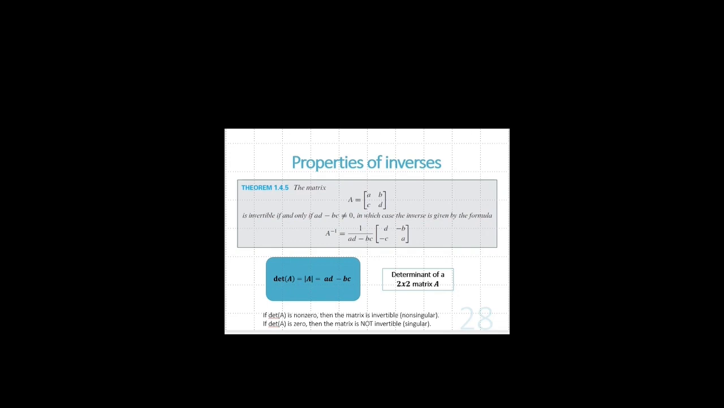So here I'll go ahead and write it out just to be clear. If AD minus BC does not equal 0, that means that A is invertible. There will be an inverse that you can calculate. If AD minus BC does equal 0, no inverse can be found. So hopefully that makes it a little bit clearer.